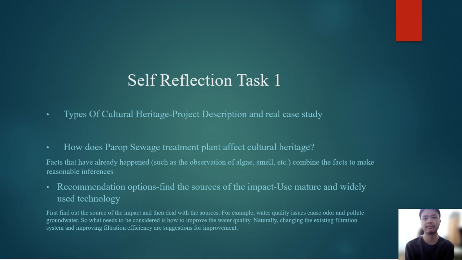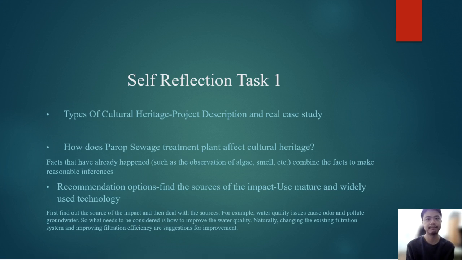The essence of this question is what we are studying. Since our scenario now is an estimate, in addition to using the information provided in the project description, I also found some other resources from real case studies. The second issue is how existing projects may affect the cultural heritage.